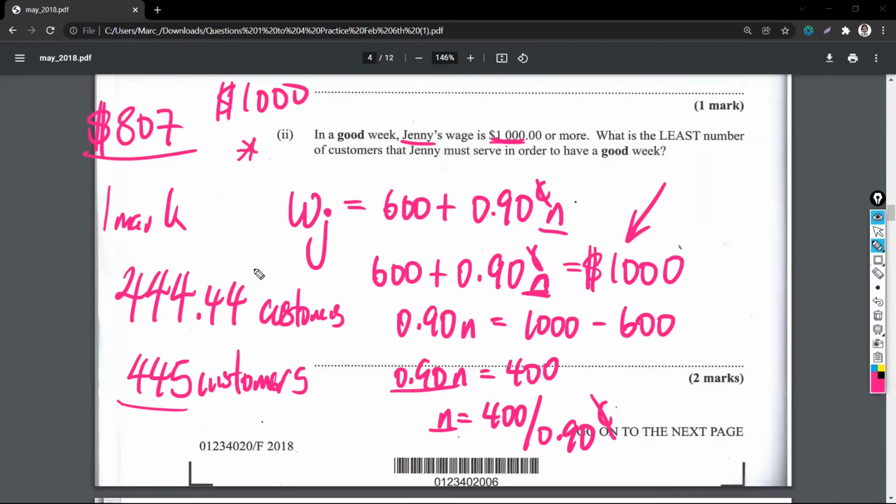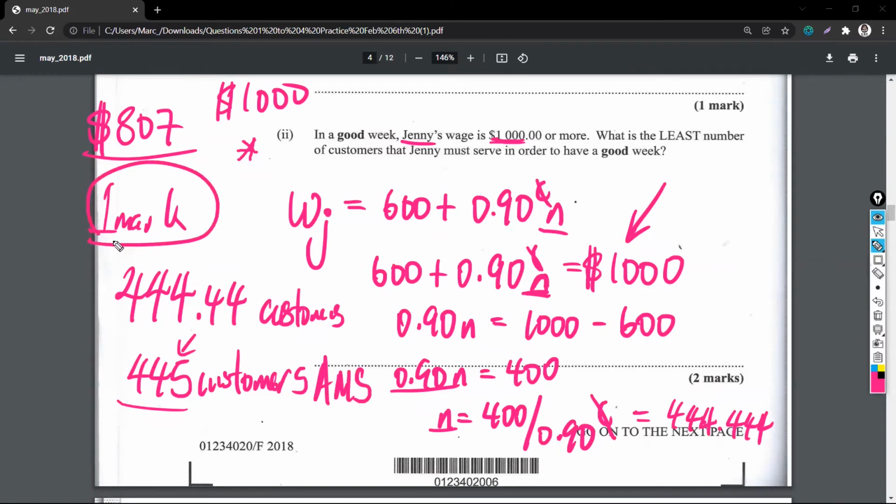And the reason why you're going to get 1 mark is because the examiner is going to say, how did you get the 445? And you can't really write on the paper, I guessed and put the number in the calculator. You can't really do that, right? So you have to show how you get the 445. So you have to do this to show it. You're going to get 444.444, but you have to round it up to 445 customers, and that's the answer.